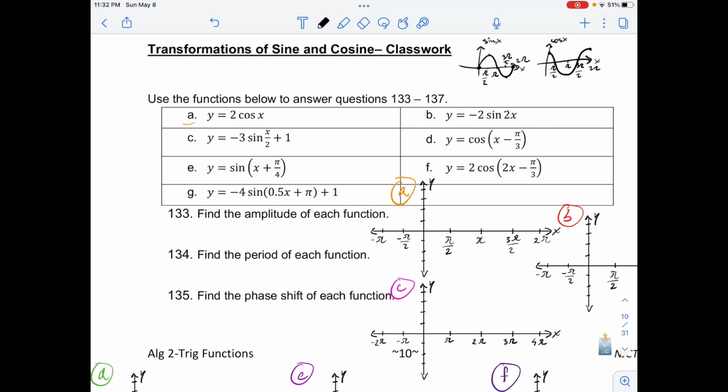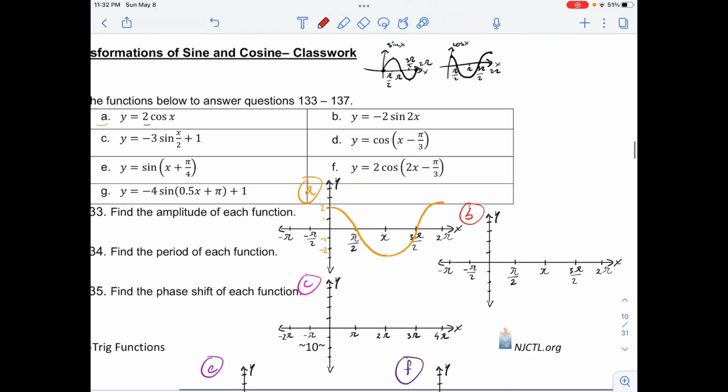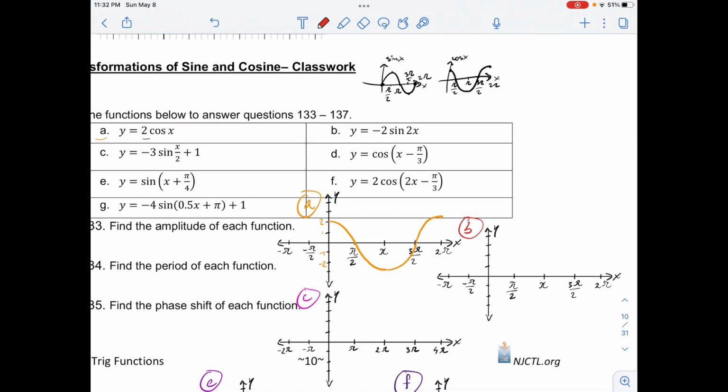Cos x starts at a maximum, goes down to 0, and then comes back to its maximum. So if we want to graph 2 times cos x, that's just our graph for cos x, but with an amplitude of 2. So if this is amplitude of 2, negative 2, then we go from here down to 0 at pi over 2, down to negative 2 at pi, back to 0 at 3 pi over 2, and then up to 2 at 2 pi. So that's one cycle.